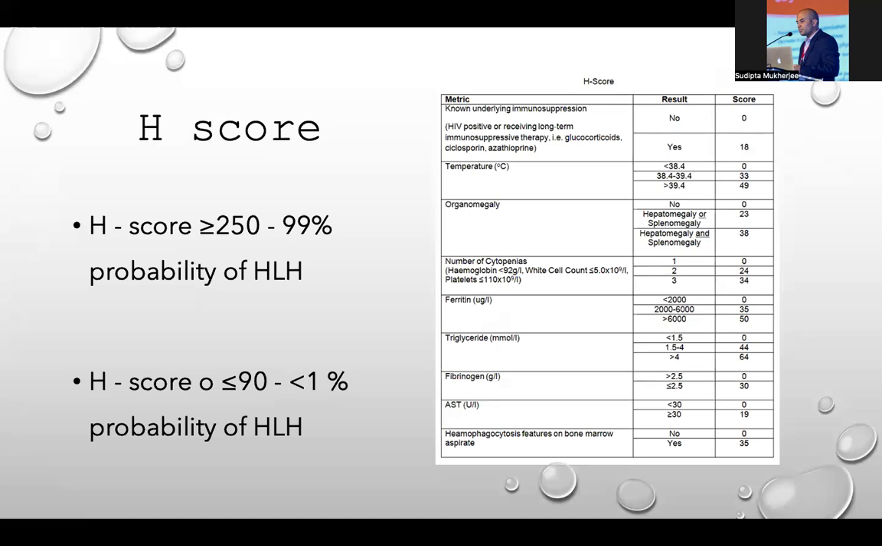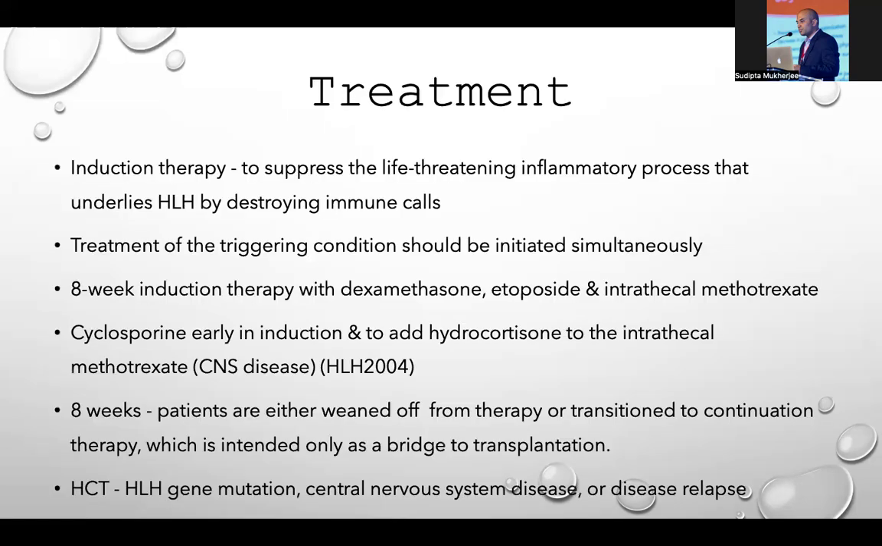If I want to confirm it further, there is a detailed scoring system called the H score. Where the H score is more than 250, the probability of HLH is very, very high, more than 99%. And with an H score less than 90, the probability is minimal or negligible. Now, for the treatment, as I already discussed, early diagnosis is very, very important because they have a very poor outcome if we are not able to diagnose in the initial phase.